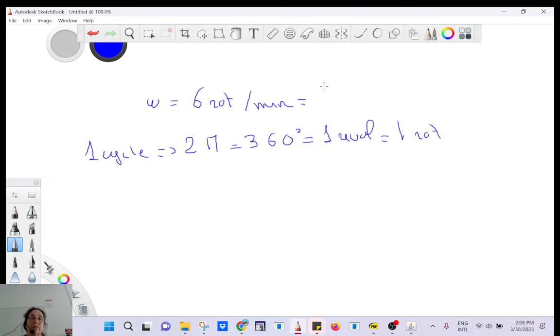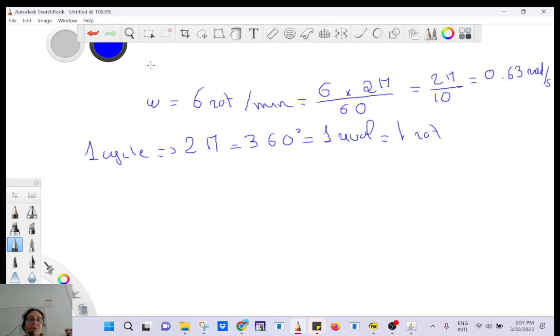So to convert, you're going to say this is 6 times 2 pi over 60, because in 1 minute you have 60 seconds. That's going to be 2 pi divided by 10. 2 pi is like 6.28, so it's going to be 0.63 rad per second. Is that right? 3.14 is pi, 6.28 is 2 pi, and you divide by 10, so it's 0.63 rad per second.